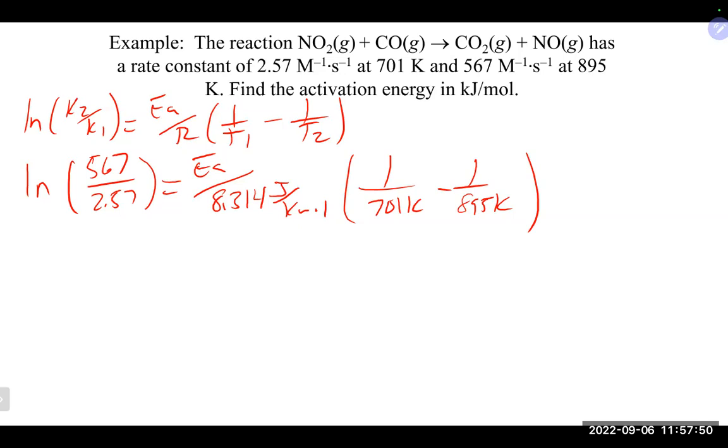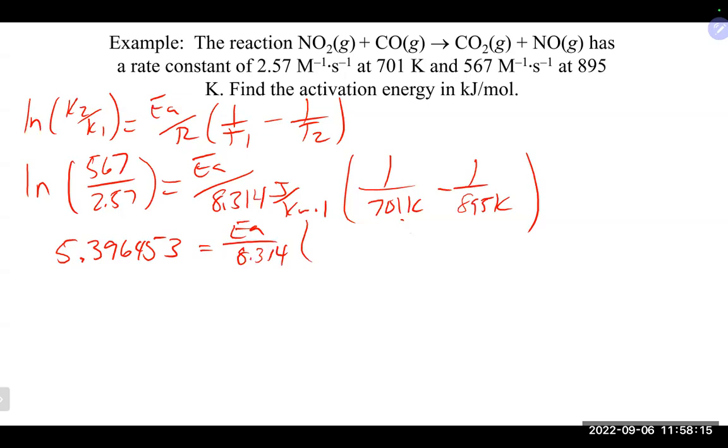In this case, I'm going to clean up the left-hand side there. So we'll do 567 divided by 2.57. Then I'm going to take the natural log of it. That's going to give me 5.396453. We'll take a few digits. E of A over 8.314.